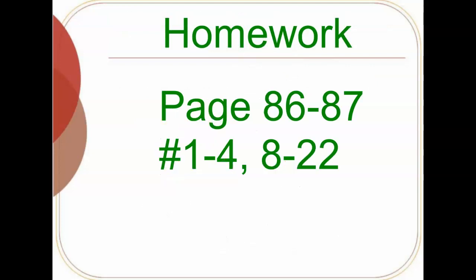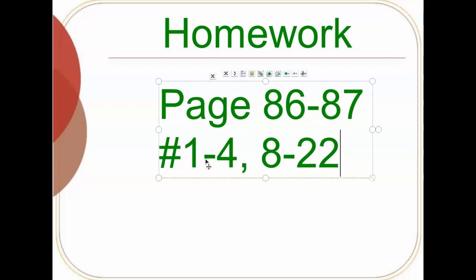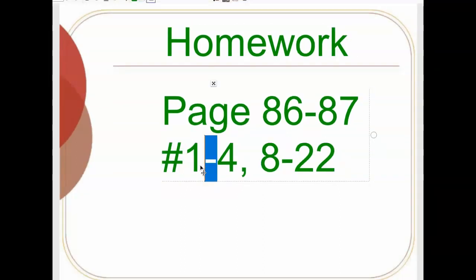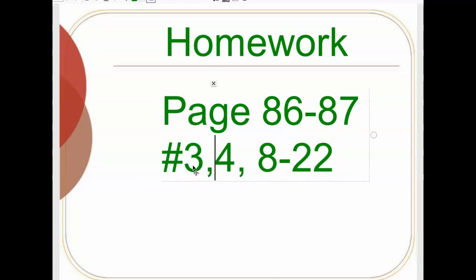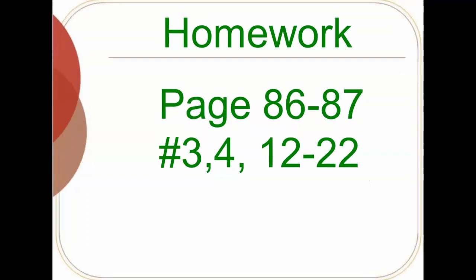Okay, so hopefully today again is one of those lessons where you're like, yeah, that wasn't terrible at all. Your homework is the next page in the packet. We actually already did 1 and 2, so you're doing 3, 4, and then 12, because we did 8, 9, 10, and 11. So you're doing 3, 4, and 12 to 22. At one point in time, I used to do that all in one day, but realized it was just too much.